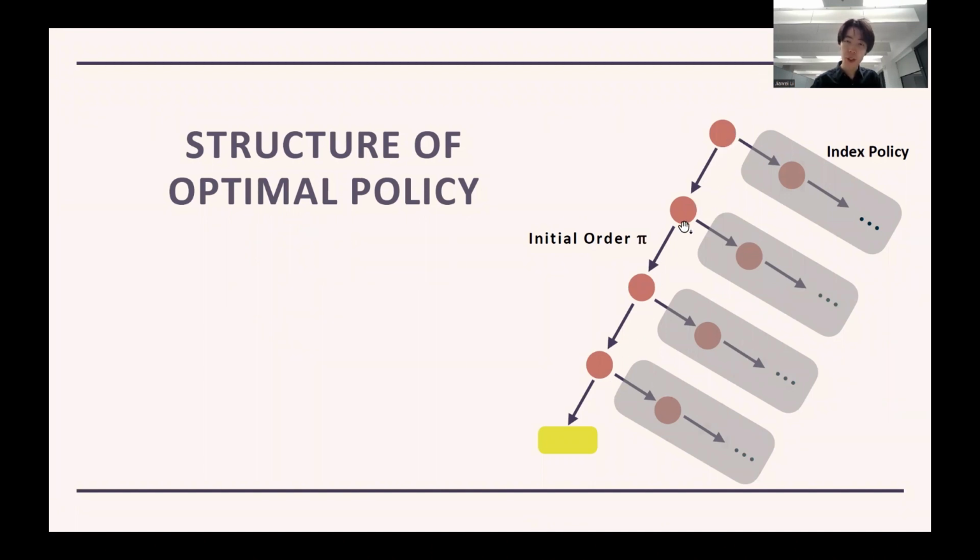So at each step, you will check whether your value is greater than a certain threshold. If it's greater, then you switch to the index policy and never come back. You execute the index policy to the end. Otherwise, you continue. And in the end, you may take a box without opening it. All right. So this is the structure of the optimal policy.